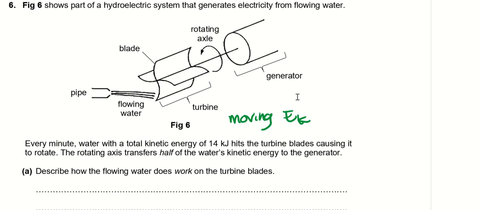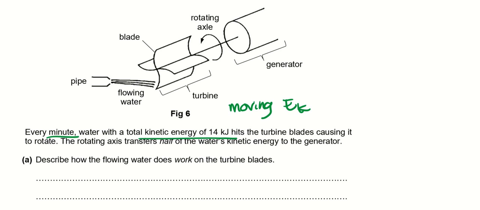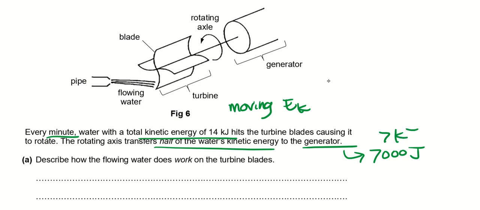Okay. So every minute, take note, this is per minute, water with a total kinetic energy of 14 kilojoules hits the turbine blades, causing it to rotate. The rotating axis transfers half of the water's kinetic energy to the generator. So the generator will be getting 7,000 joules, or 7 kilojoules. Okay, so describe how the flowing water does work on the turbine blades.